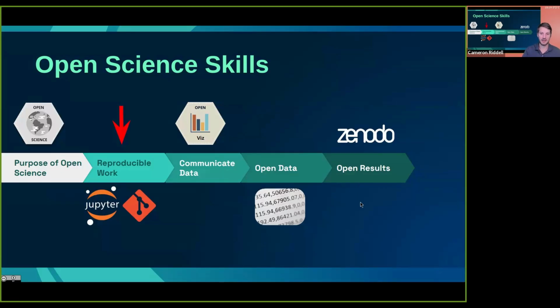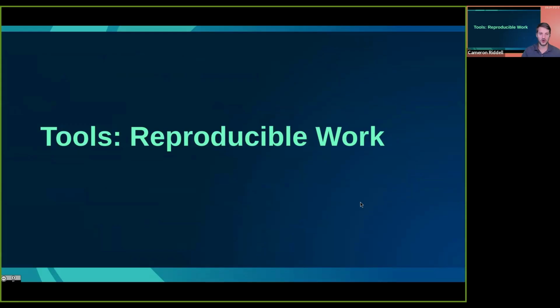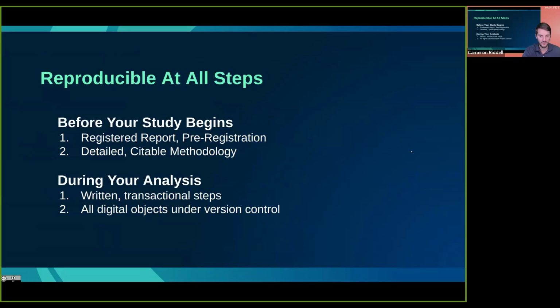But let's kick things off, because in order for our work to be reproducible, we don't start at the analytical phase. We don't start at the phase where we're already maybe writing some code or even collecting some data. We start before our study even begins. If you want to design a study that is reproducible, then you should absolutely consider either creating a registered report or a pre-registration. And you should also make sure that you have a detailed and citable methodology, especially for method-heavy fields like wet lab work.